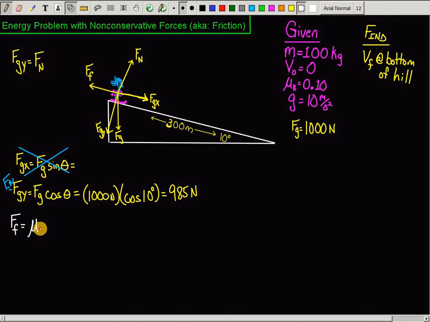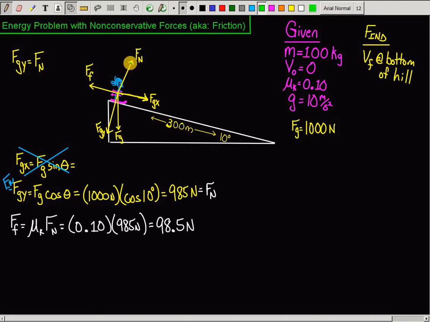And then to figure out our force of friction, that's the coefficient times the normal force. So in our case, the coefficient is 0.1, and the normal force is equal to the y component, so 985. And we end up with 98.5 newtons. All right, so that's the basis of this problem.